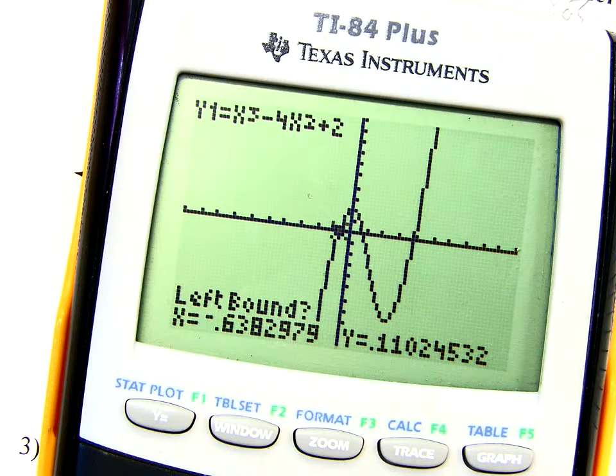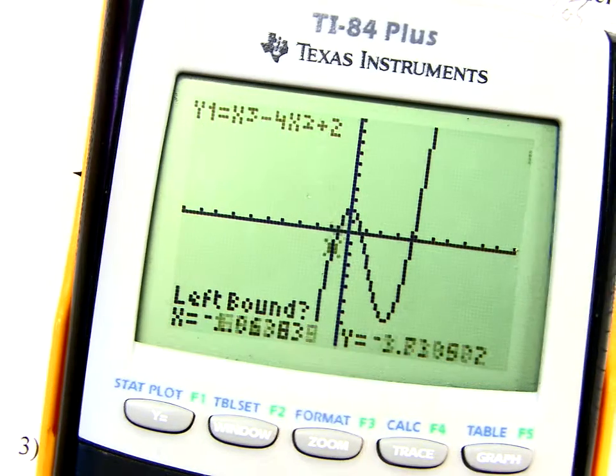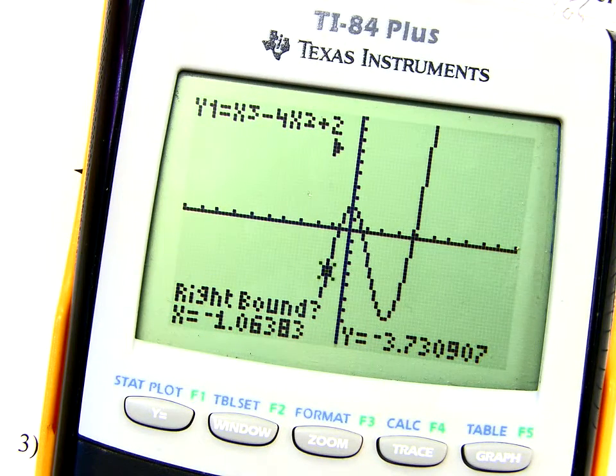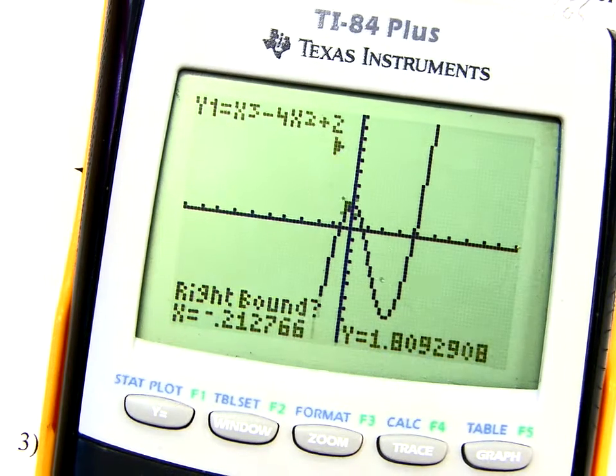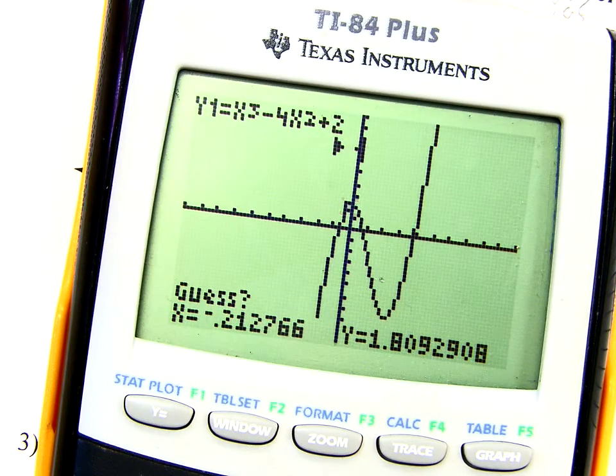Is he there? Now hit the left arrow key 2 times and hit enter. Now put the blinky guy back on that x-intercept as close as you can get. And now hit the right arrow key 2 times and hit enter. And then just hit enter again.